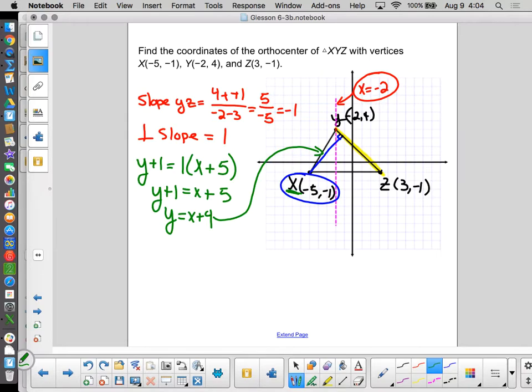Now I need to know where these two lines intersect. Well, my first line is x equals -2, so I know an x value, don't I? So y equals -2 plus 4, which is 2.